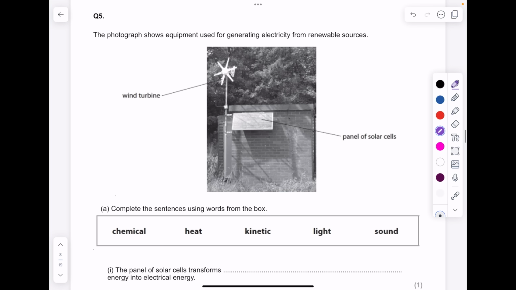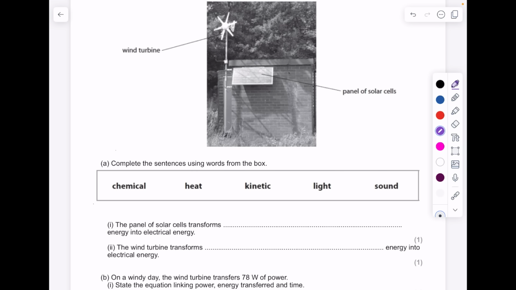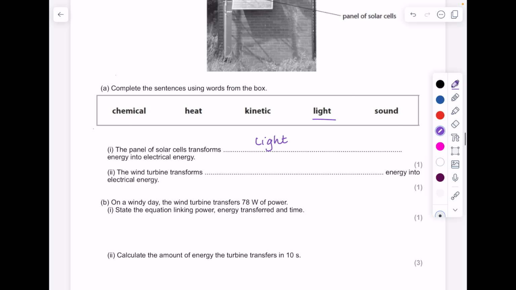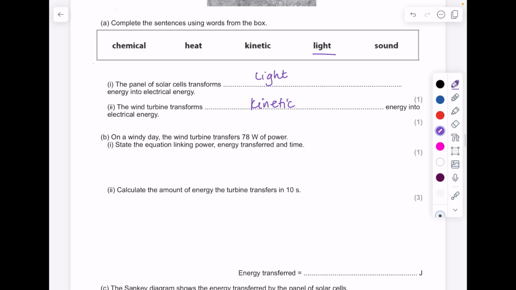The photograph shows the equipment used for generating electricity from renewable sources. Complete the sentences using words from the box. The panel of solar cells transforms, that will be light energy into electrical energy. The wind turbine transforms something energy into electrical energy. The wind is blowing the wind turbine blades, so it's actually going to be kinetic because those turbine blades are moving. On a windy day, the wind turbine transfers 78 watts of power.